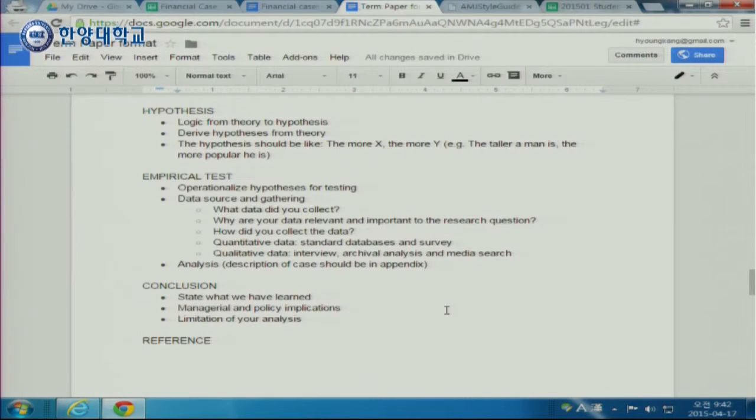Why did you collect the data? Quantitative data, experiment, and then survey, qualitative data. And then, of course, there follows analysis. Okay, you have data and analysis.